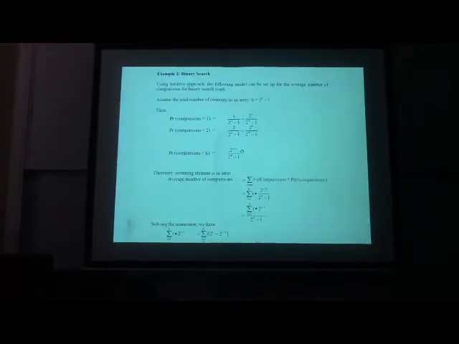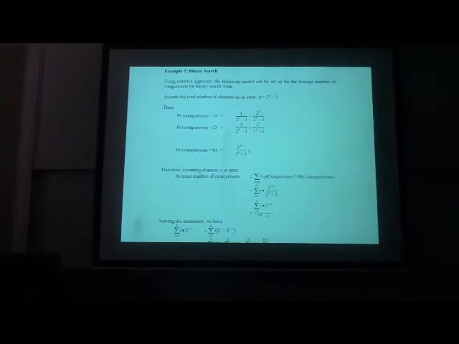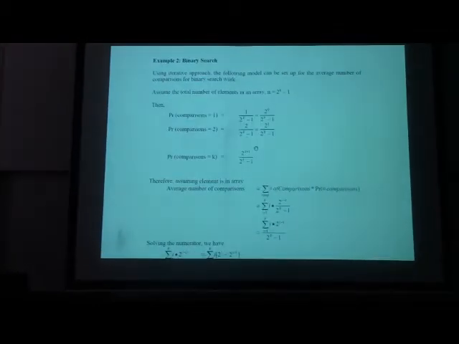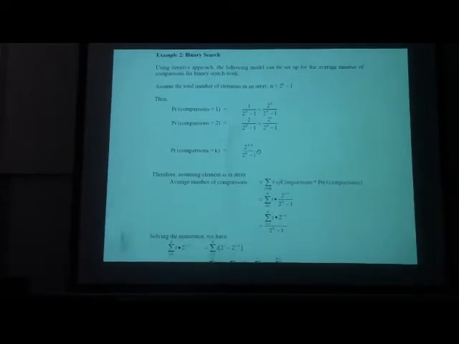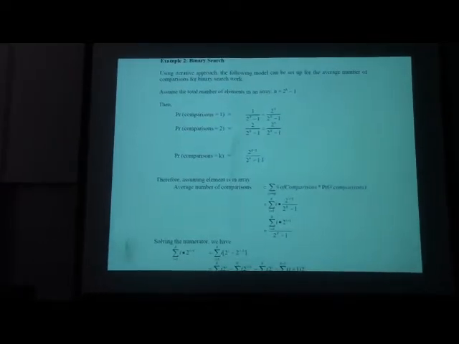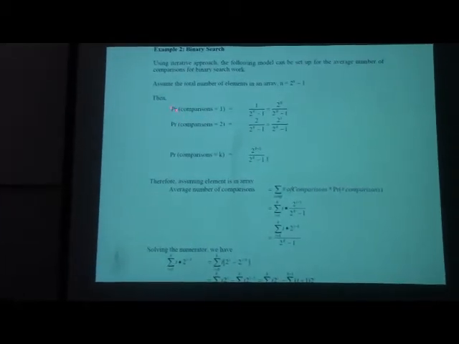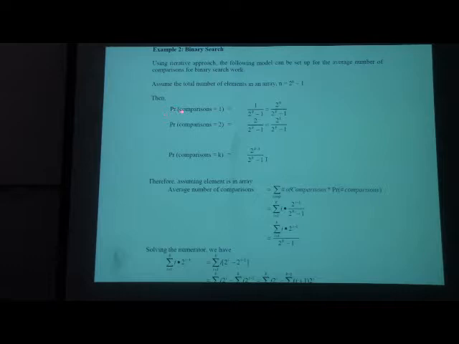Okay. Let's take a look at the binary search. Let's see if I have the code. We're going to look at an iterative approach for the number of comparisons in a binary search approach. So basically, the probability of comparisons. What is the probability that we'll only have one comparison? Well, the probability that we'll have one comparison is the probability that we match right away.